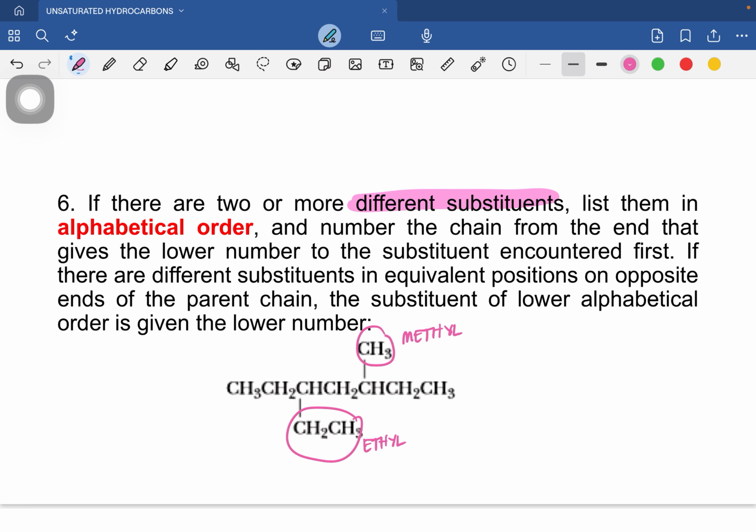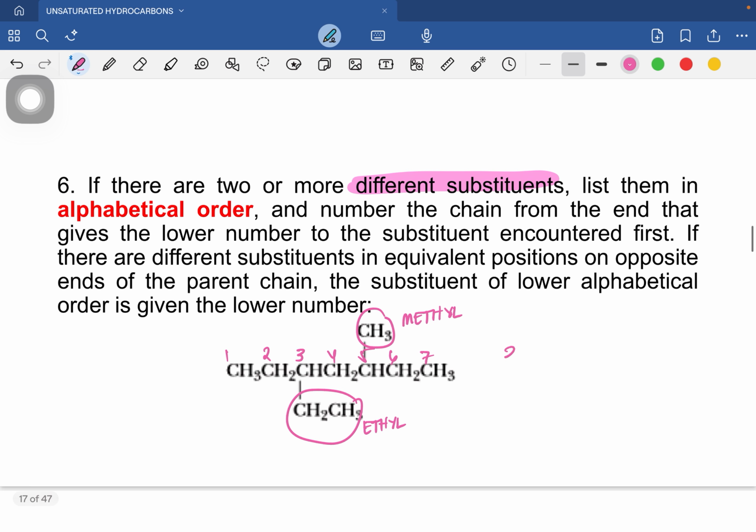So ano yung uunahin ninyong i-name supposedly in this type of compound? Of course, yung ating ethyl. So preferably, you will start counting from this side. 1, 2, 3, 4, 5, 6, 7. Therefore, ano yung pangalan ng ating compound? It's 3-ethyl-5-methyl heptane.